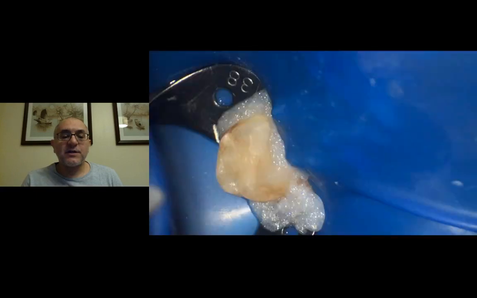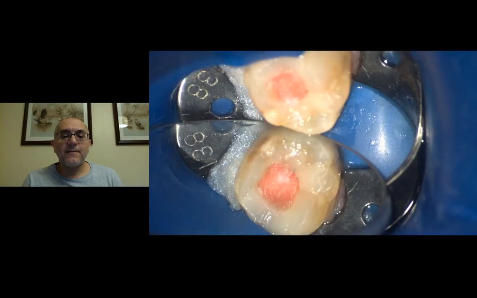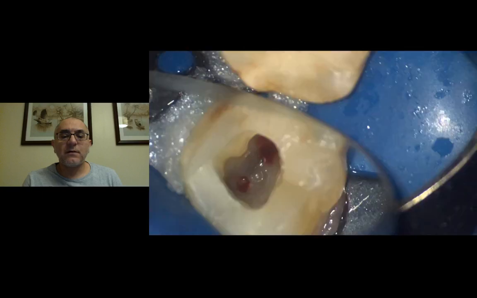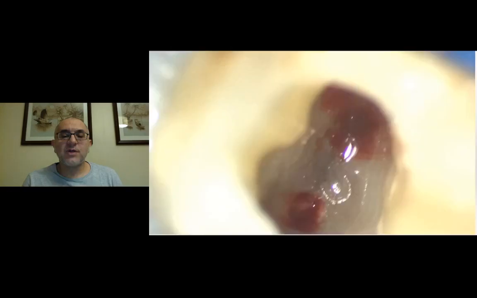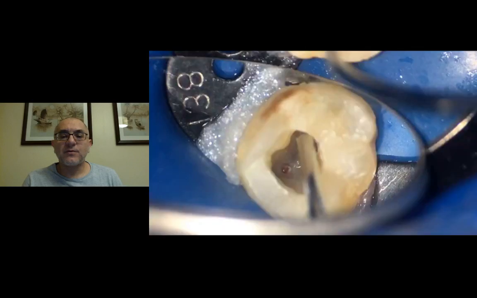You can see there, that's immediately after access, and you can see bleeding. And then there you have the hemostasis. I'm trying to stop the bleeding. Here the bleeding is nearly stopped. Close up. And then I'm just applying pressure with a paper point, and I've established hemostasis. You can see very clearly the two pulp stumps of the wisdom tooth.